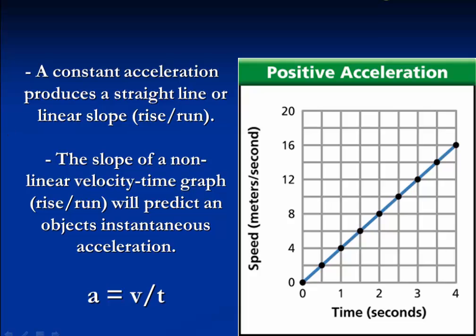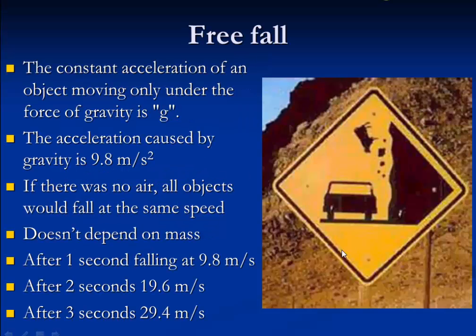A constant acceleration produces a straight line, or linear slope, so rise over run. The slope of a non-linear velocity-time graph will predict an object's instantaneous acceleration. So here you see that acceleration equals velocity over time. We can pick a point. At 1 second, we know that they are traveling 4 meters per second, so that's instantaneous. That's at one particular point.